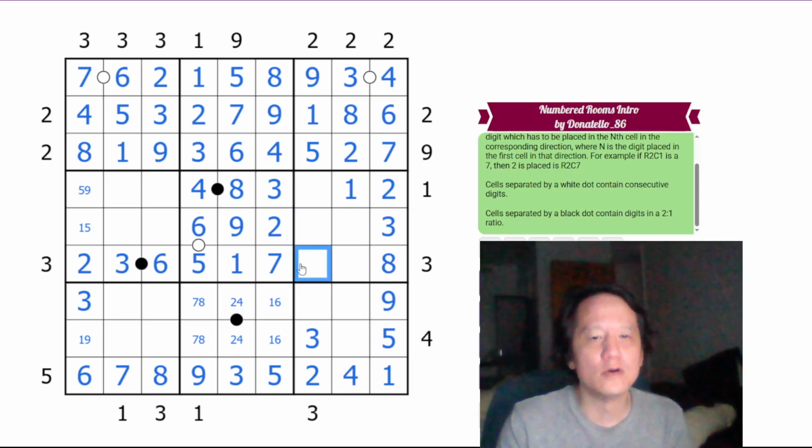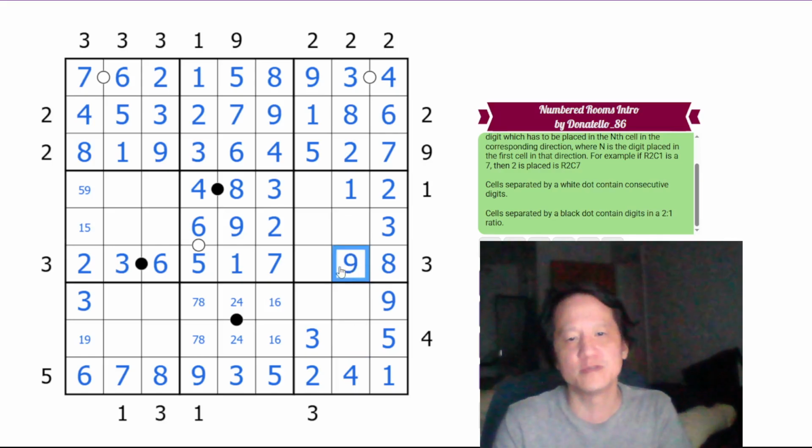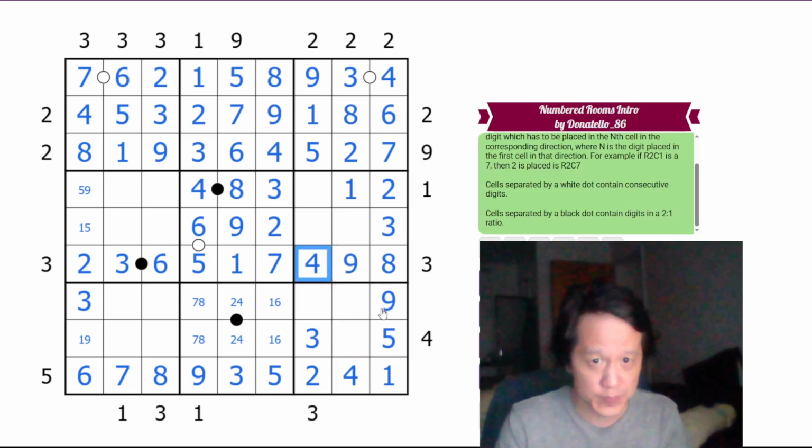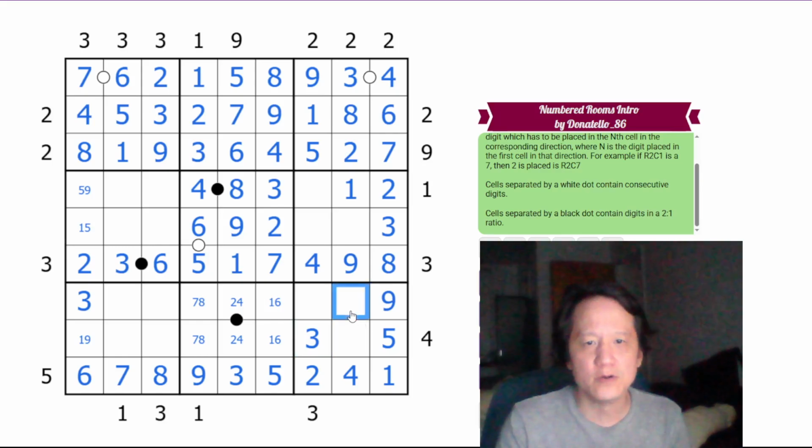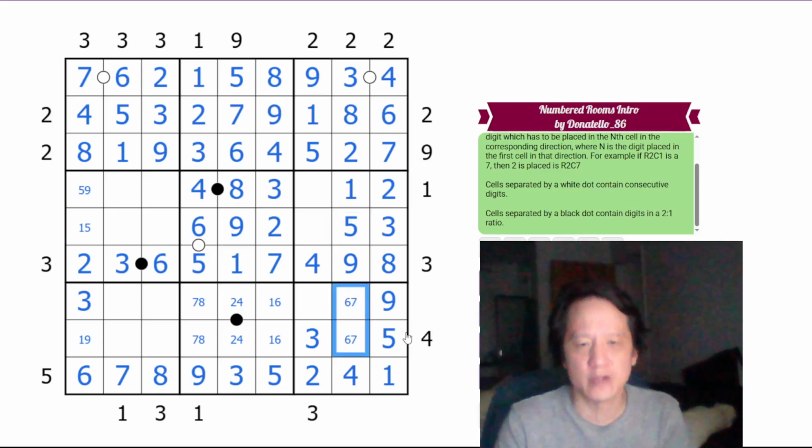In row 6, the remaining digits are 4 and 9. And this can't be 4 because of the 4 in the column. So this is 9, this is 4. And this is just all normal Sudoku now. So, the remaining digits in column 8, we have 5, 6, and 7. Well, 5 cannot be either of these, so this must be 5. This must be a 6, 7 pair.